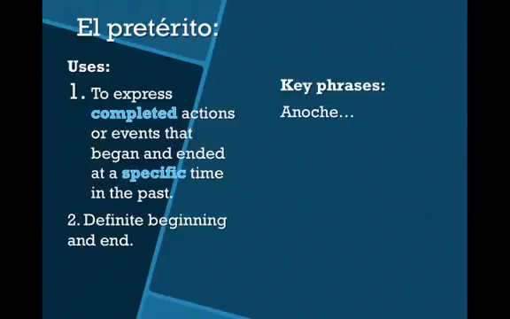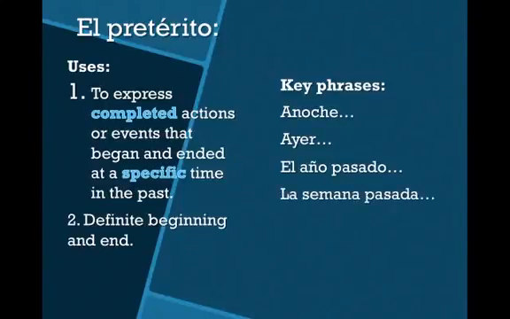Anoche, last night, is very specific. We know when last night was. It's when it started and when it stopped. Ayer, yesterday, it's very specific. We know it's completed. Yesterday is over. El año pasado, last year, that's a specific period of time in the past. We know that last year is over. It's completed. It had a definite beginning and end. La semana pasada, last week. Una vez, one time.